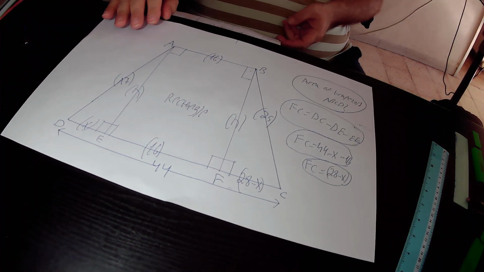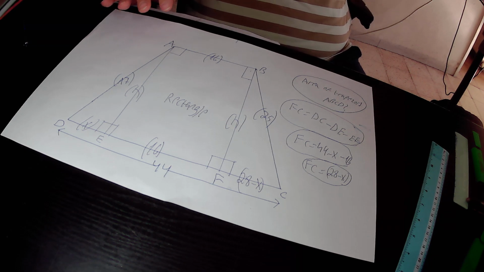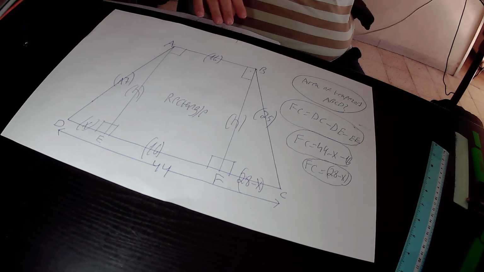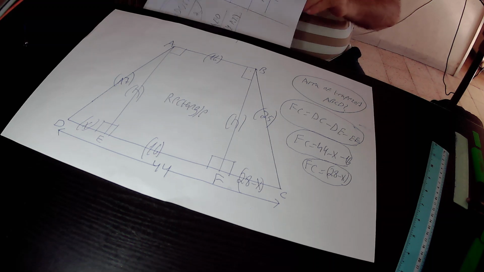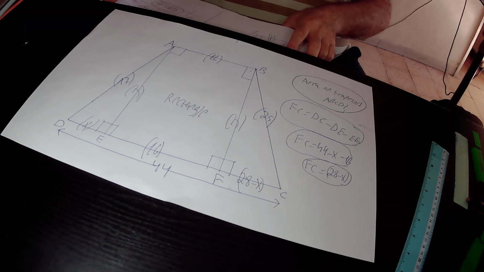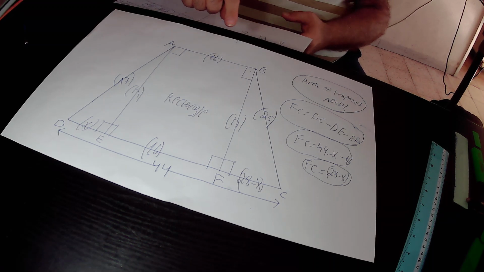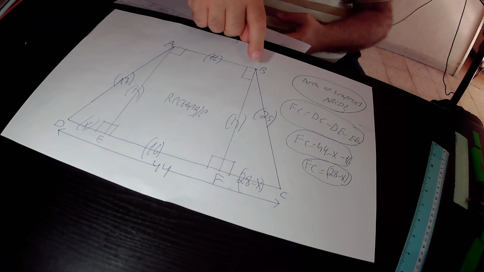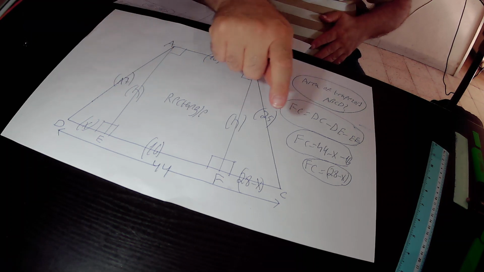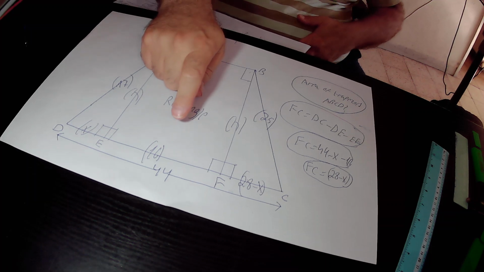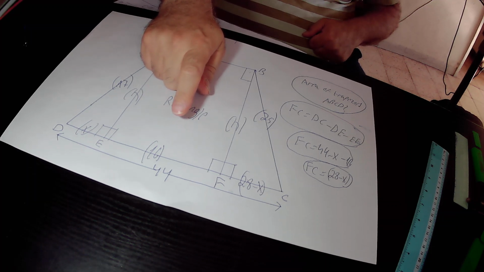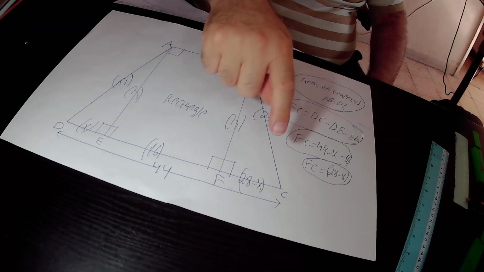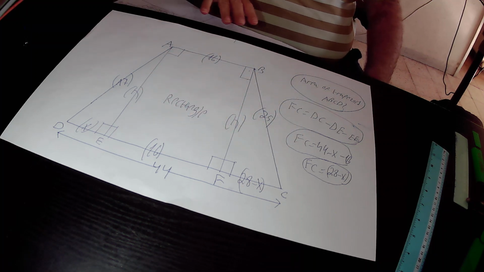Our mission in the second question is to find out the area of this trapezoid ABCD. It is given in the question that AB equals 16, AD equals 17, BC equals 25, and side DC of this trapezoid ABCD is equal to 44 units in length. Again, our mission is to find out the area of this trapezoid ABCD.